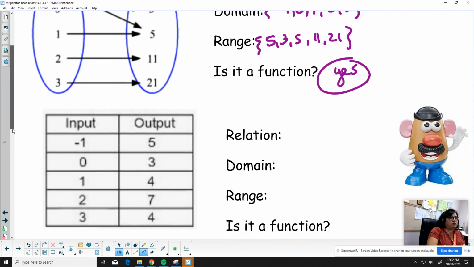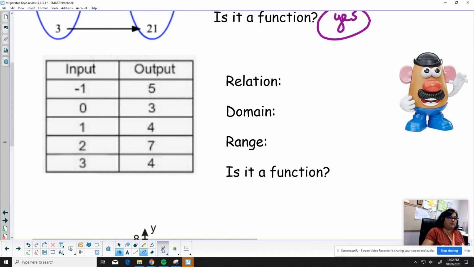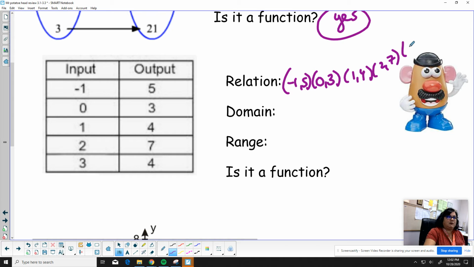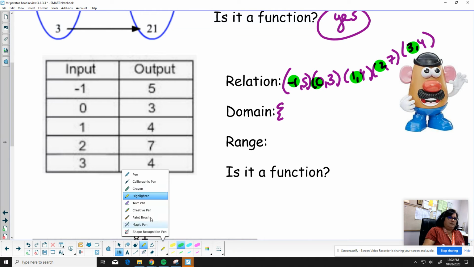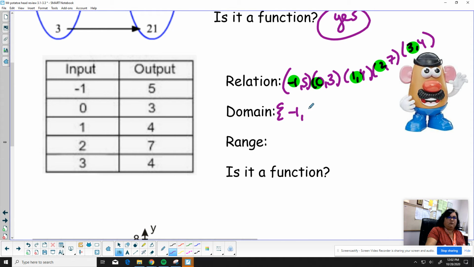Okay, let's do it for the chart now. So if I write the relation, which is just the ordered pairs, it's a fancy name for that. (negative 1, 5), (0, 3), (1, 4), (2, 7), and (3, 4). Okay, and then I write the domain. Remember, that's just the x values. So negative 1, 0, 1, 2, and 3.